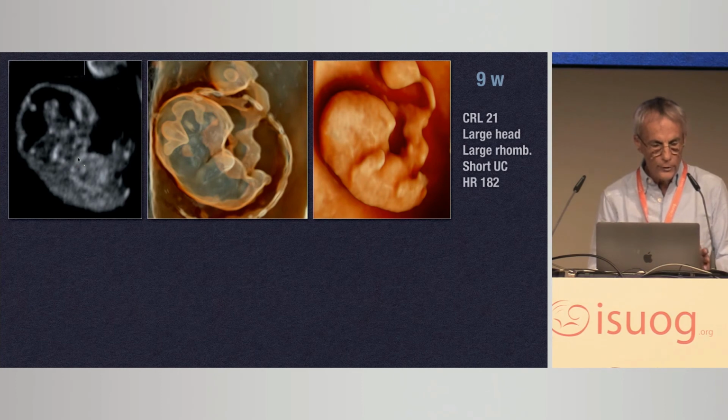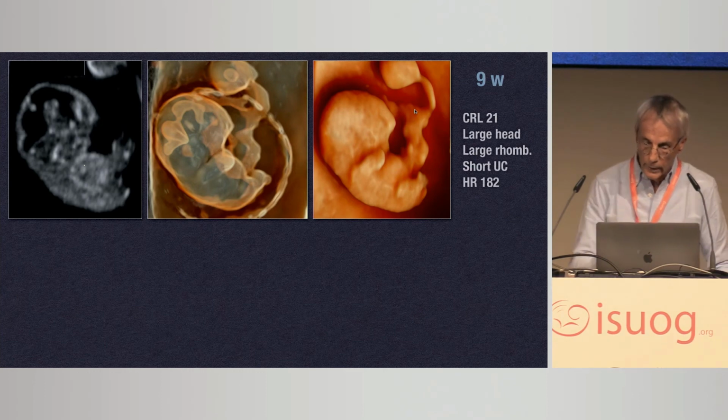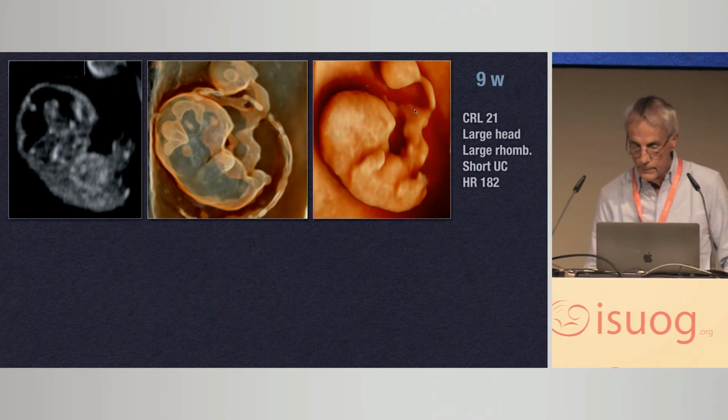This one, 9 weeks, I was surprised because the head was quite large. This is normal at the early stage, but it was larger than expected, large compared to the size of the embryo, and you have a large rhombencephalon and a short umbilical cord. Here you can see the umbilical cord, and if you do a scan at 8 weeks, 9 weeks, the length of the umbilical cord is roughly equal to the size of the embryo. That means with 21 millimeters of crown-rump length, you expect a 20 millimeter umbilical cord. And this one was 13 millimeters. And also the heartbeat was high.